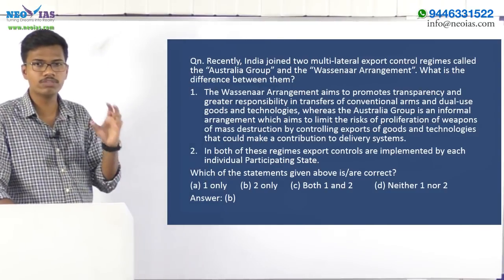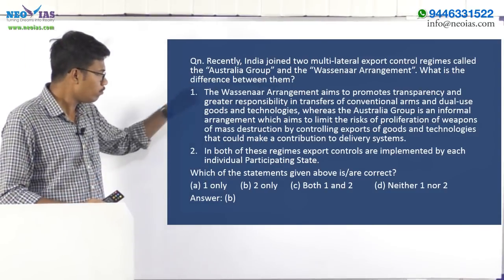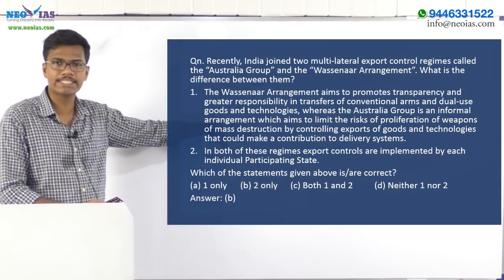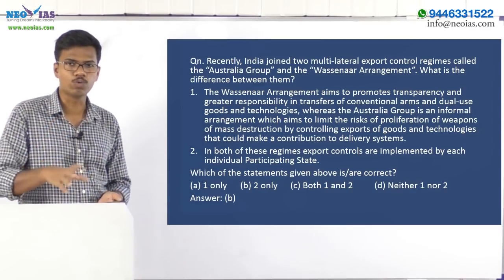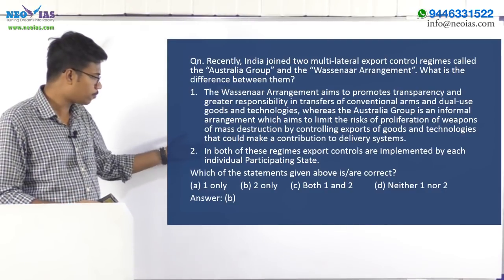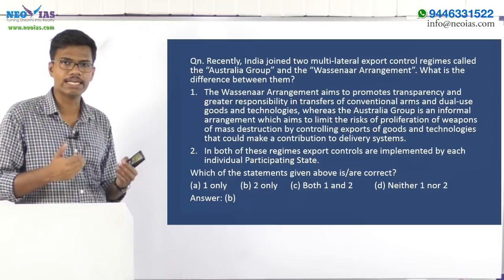Then let us consider our second statement. In both of these regimes, export controls are implemented by each individual participating state. This is absolutely true. So our right answer is 2 only. Here that is our option B. So that is our right answer, option B.